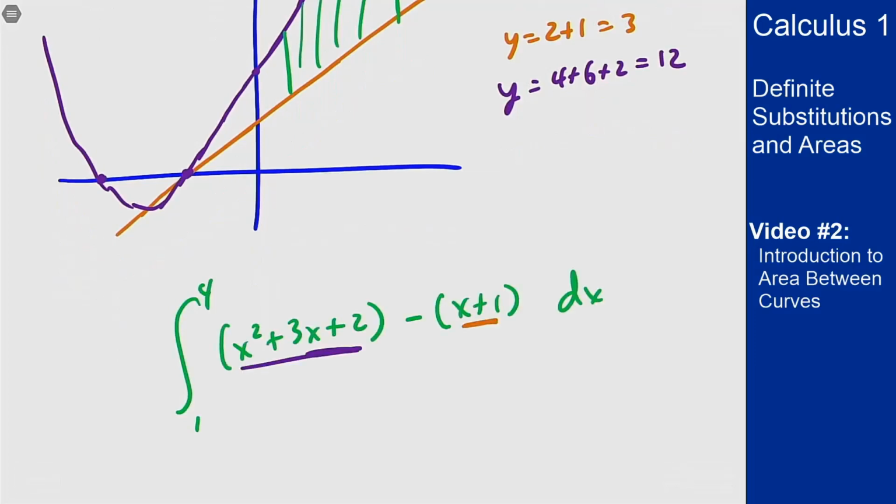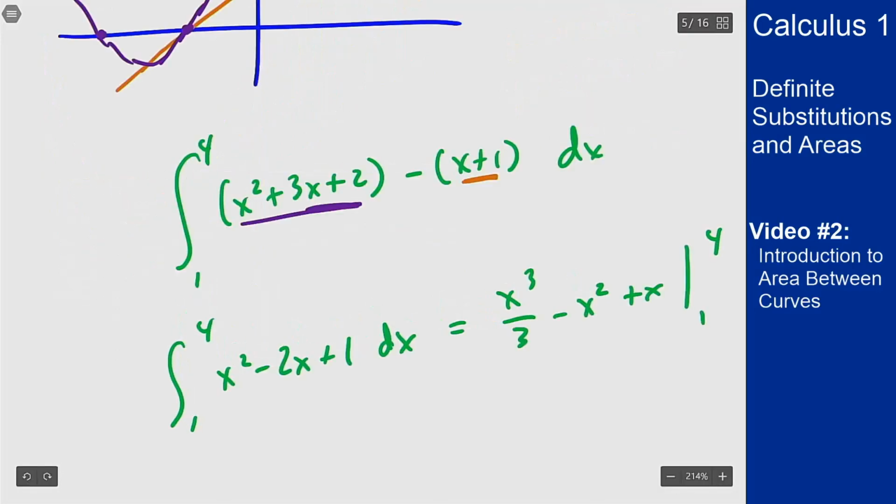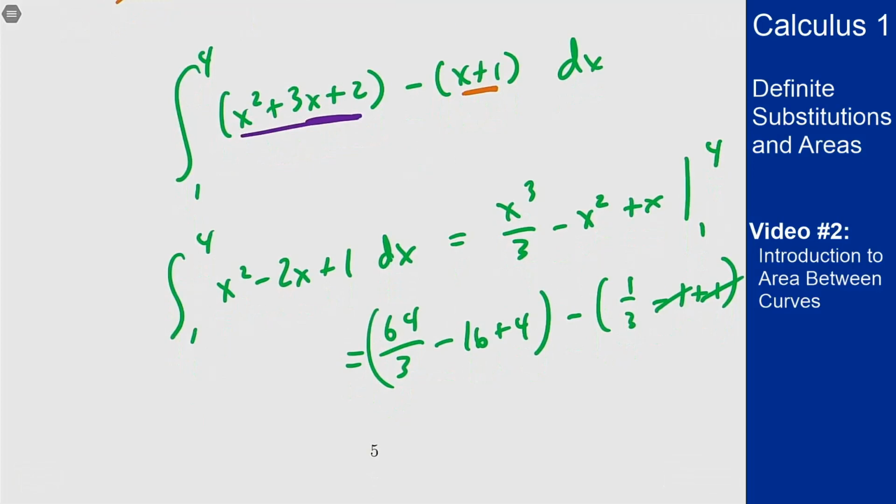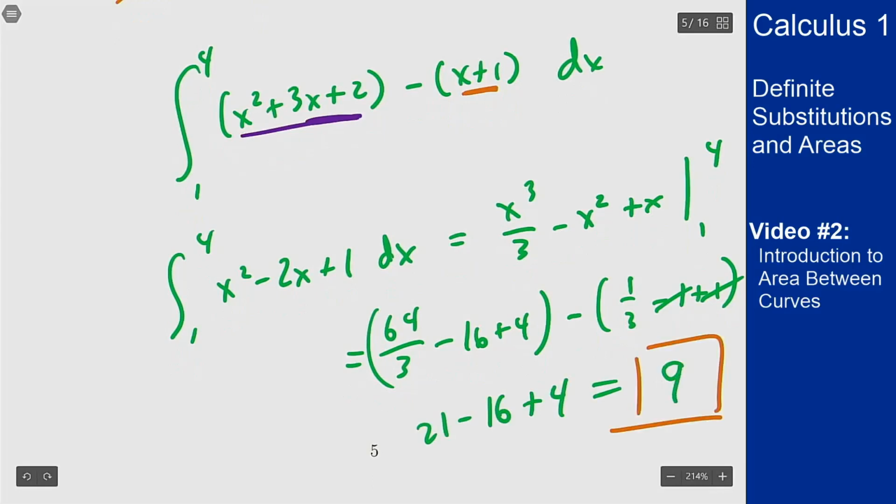And then we just simplify this out and solve. We get x cubed over 3 minus x squared plus x for antiderivative, and now we can just plug in our numbers. 64 over 3 minus 16 plus 4 minus 1/3 minus 1 plus 1. 63 over 3 is 21. We get 21 minus 16 plus 4, which is 9. So that's how you'd find the area between these two curves, and that's how you can find the area between two curves for any vertically simple region set up like this.